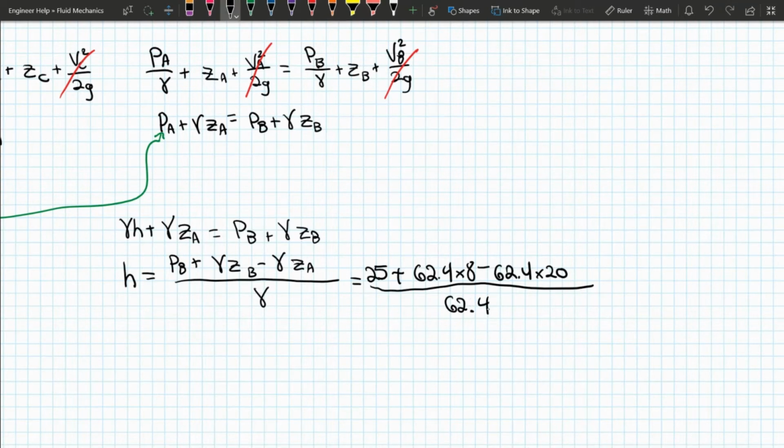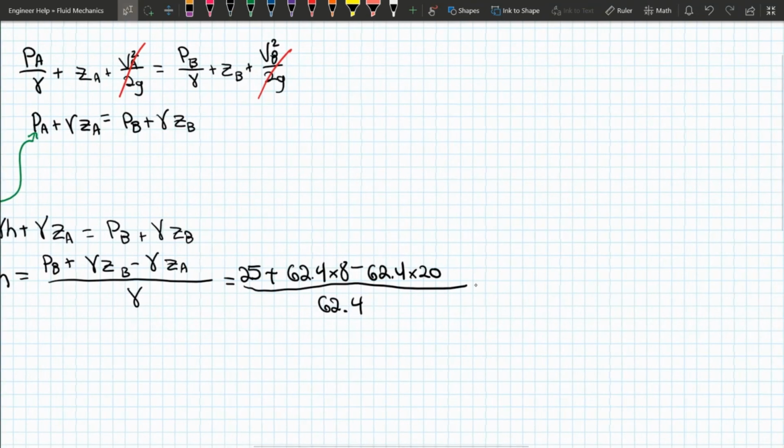62.4, and you should get a height of 45.7 feet. That is our answer.